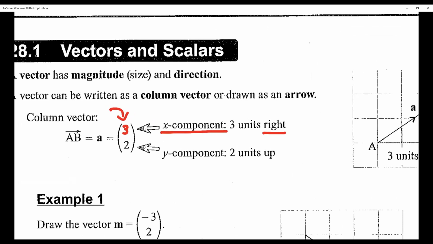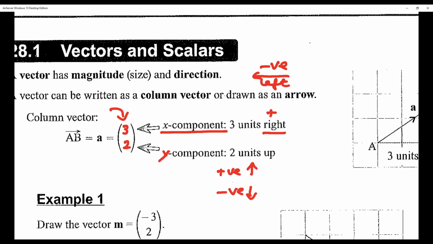Now, if it's positive, you're going right, and if it's negative, you're going left. Similarly, the bottom number represents which component? Up or down. That's right, up or down. If it's positive, you're moving up. If it's negative, you're moving down.